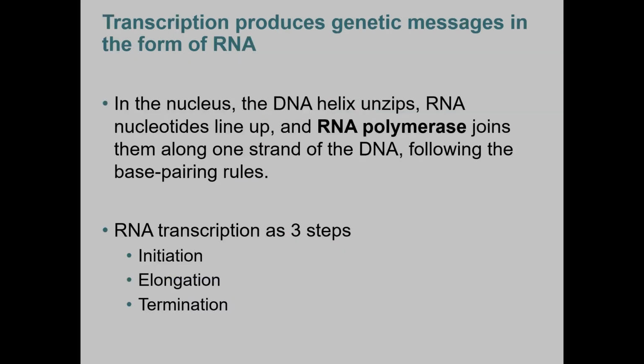In order to make a transcript, the DNA helix has to be unzipped. RNA nucleotides have to line up, and the RNA polymerase has to join them along the strand of the DNA, following the base pair rule. RNA transcription has 3 steps: initiation, elongation, and termination. So let's talk about what is included in each of these steps.